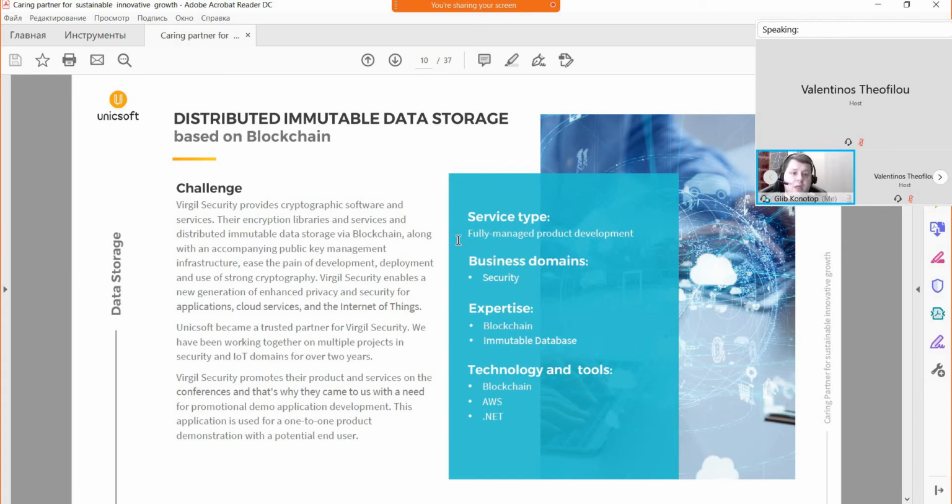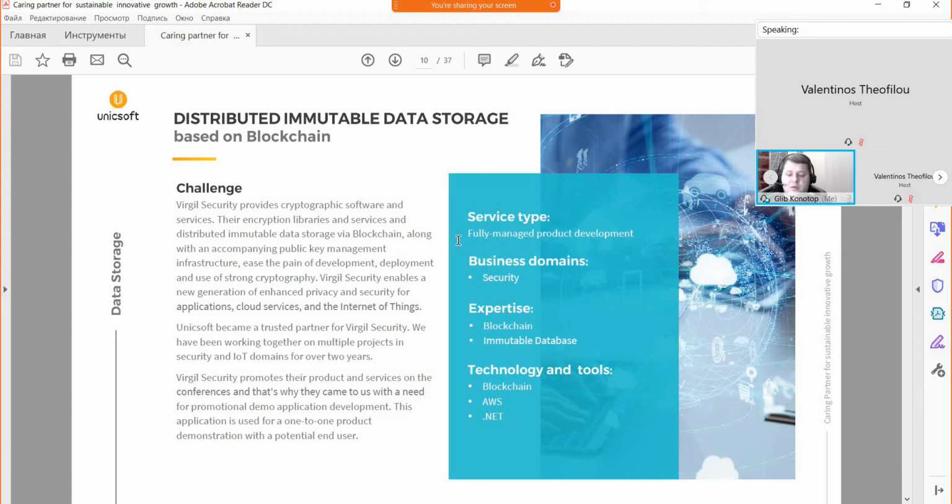Another one is not about fintech, but about security. As everybody knows, blockchain provides data immutability, because you cannot change the transactions that happened in the past. You can just create new ones.